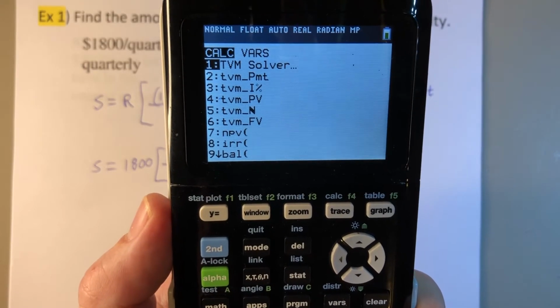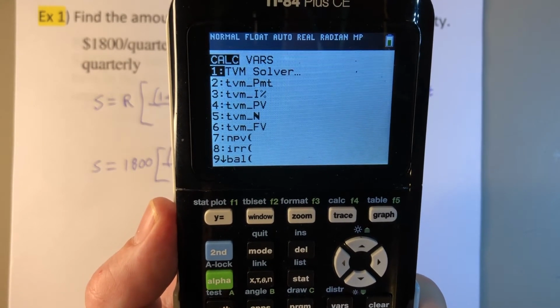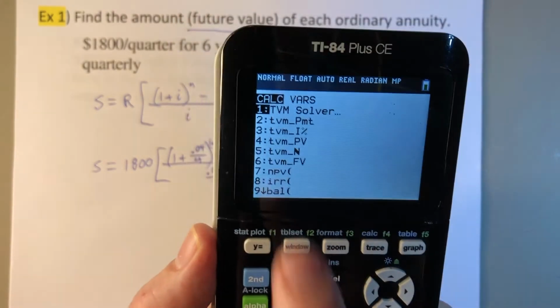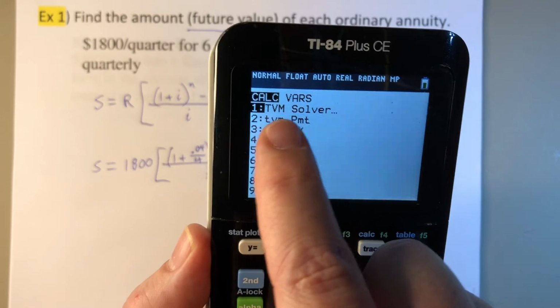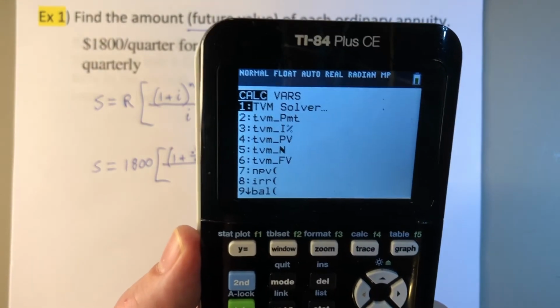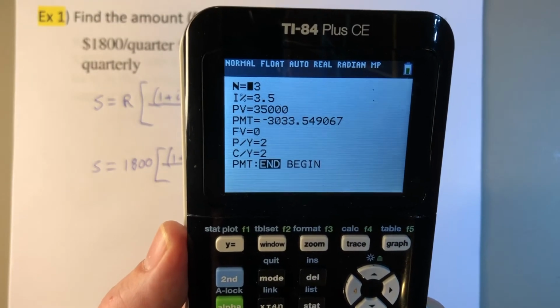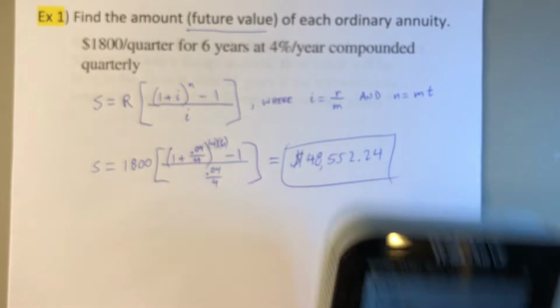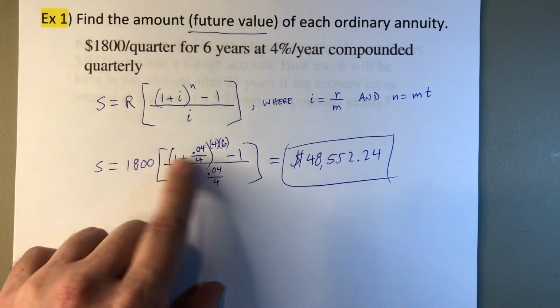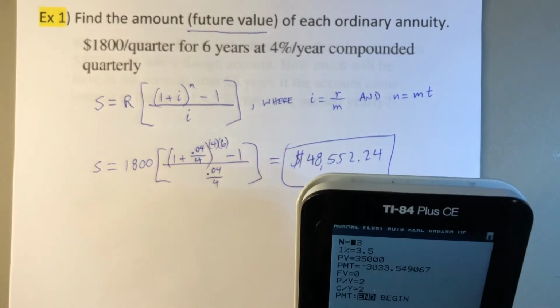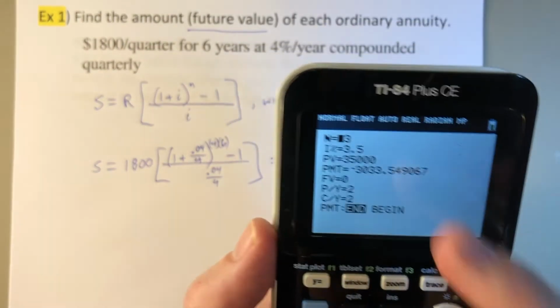And then it's the first financial application that is already programmed by default into your calculator. That's TVM Solver. That's what we're looking for. That's the time value of money. Hit enter. And this is going to be a menu-driven approach to doing the same thing that this formula would do. All we have to learn here is how to enter the information.